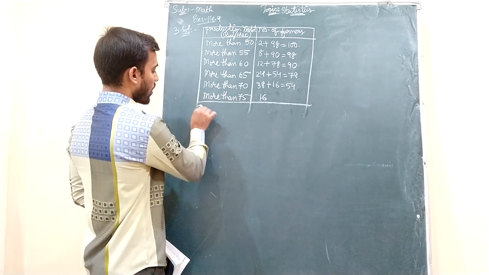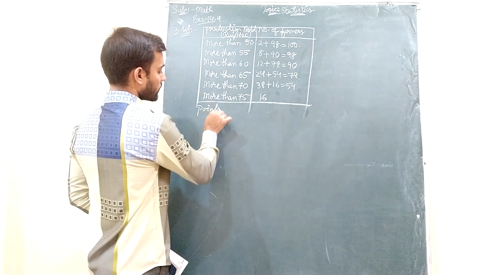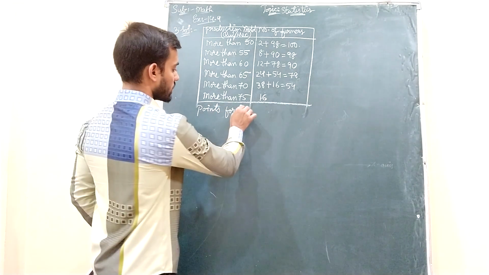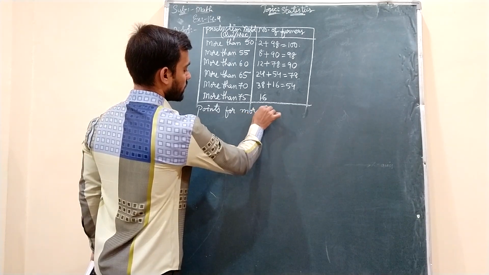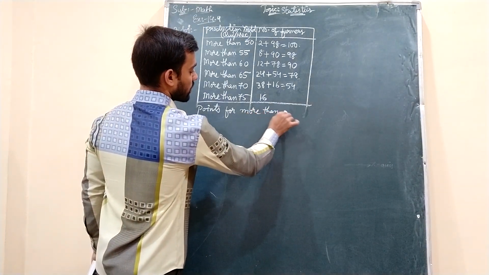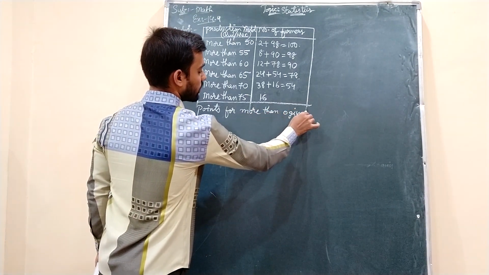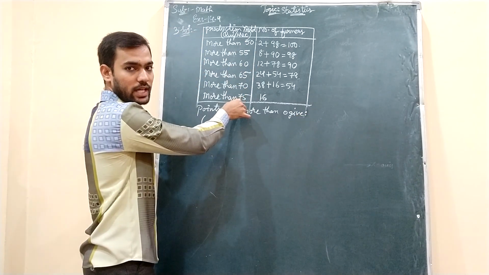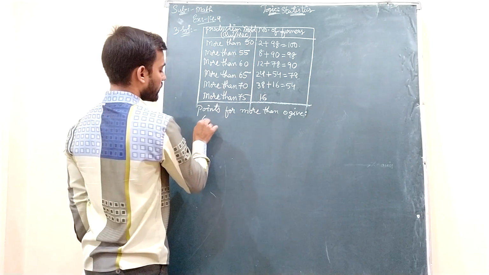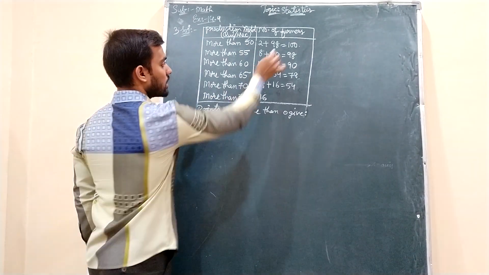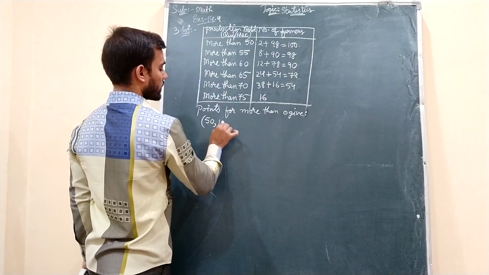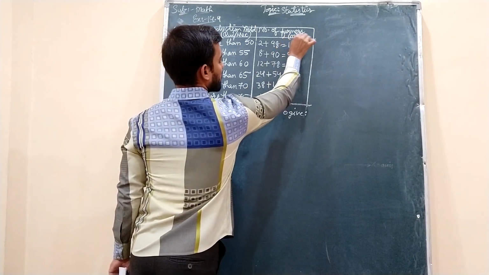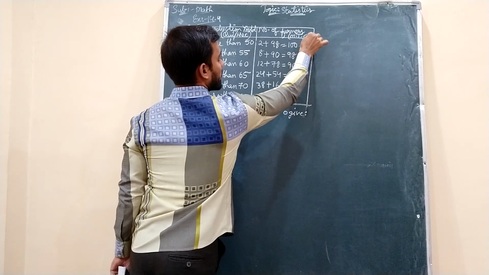Now we will take the points for, till now we did less than ogive, this is the more than ogive question. So points for more than ogive. Your first point will be, these are the lower boundaries only, right? We have taken lower boundaries only. So lower boundary 50, comma, more than cumulative frequency 100. This is more than cumulative frequency, guys. Don't get confused. I will write over here more than cumulative frequency.